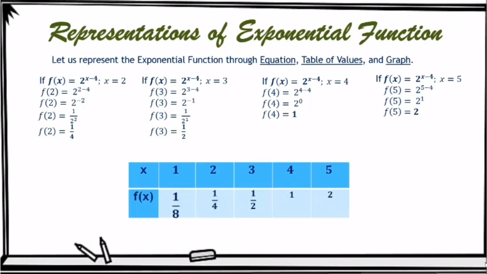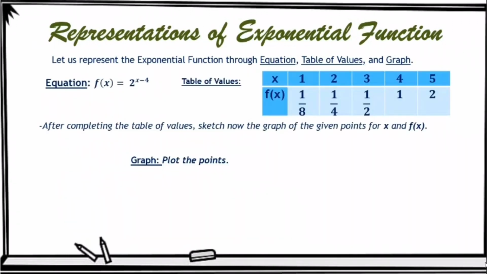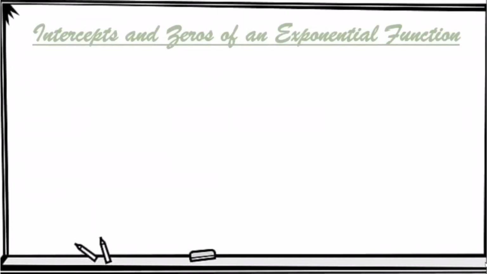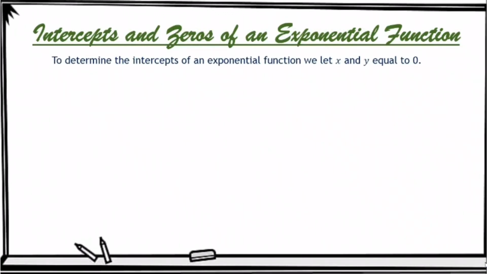So after completing the table of values, you can now sketch the graph of the given points for x and f of x. So plotting the points, your graph will look like this. So let's move on now with the intercepts and zeros of an exponential function. To determine the intercepts of an exponential function, we let x and y equal to 0.